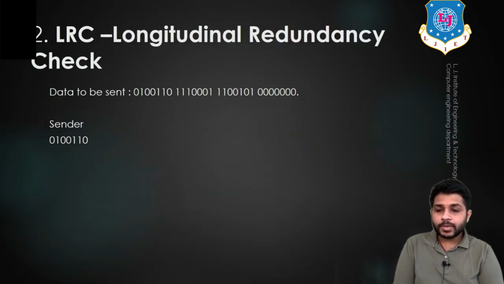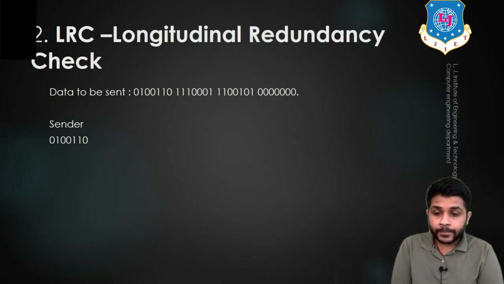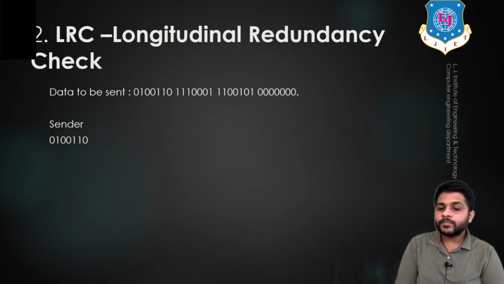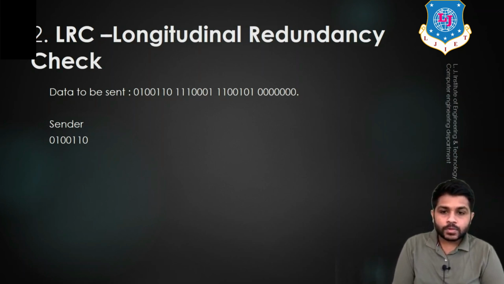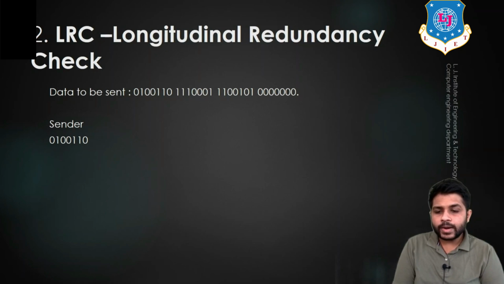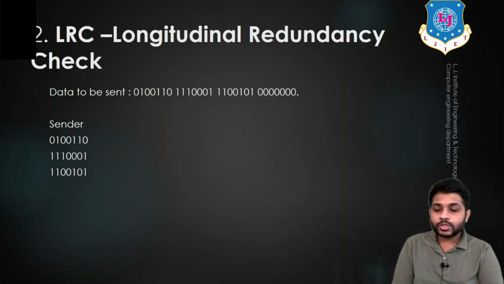Now let's see the second method, that is the LRC, which is the longitudinal redundancy check. We are using the same example, where the sender wants to send 28 bits of data. We know that the sender will not send this data directly. Before sending this 28 bits of data, the sender will divide it into blocks. The length of a block is variable. We are assuming that right now the length of a block is 7 bits, so we will get 4 blocks. After dividing the data into blocks, it will be arranged in this form.